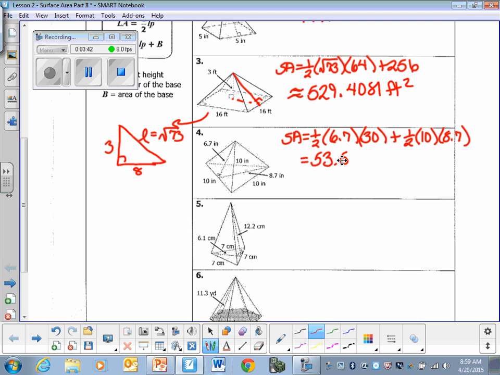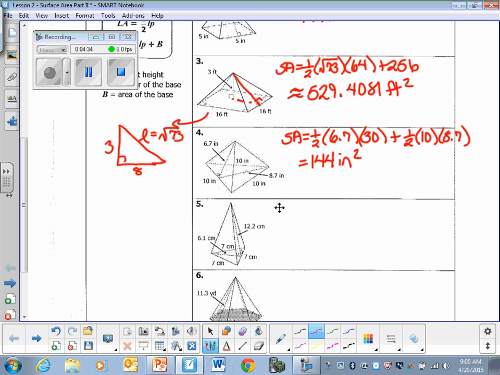53.55. Wait a minute, did I do something wrong here? I did do something wrong. Didn't look right on my calculator, so sure enough, when I typed in my calculator, I left off the 0 in 30. It affects the answer quite a bit. I typed it wrong again. 0.5 times 6.7 times 30 plus 0.5 times 10 times 8.7. 144. Now I'm happy.